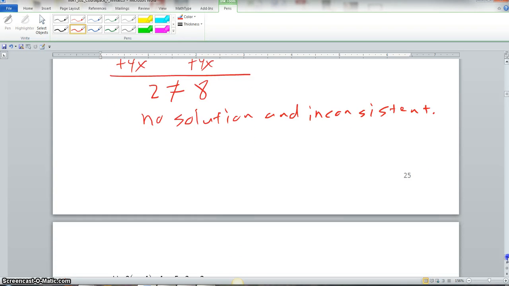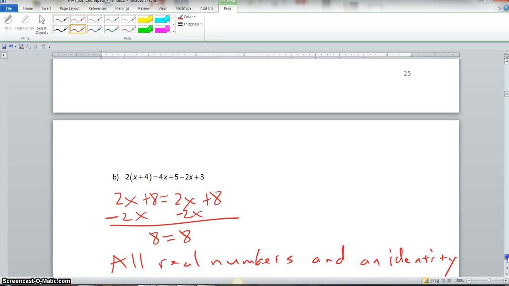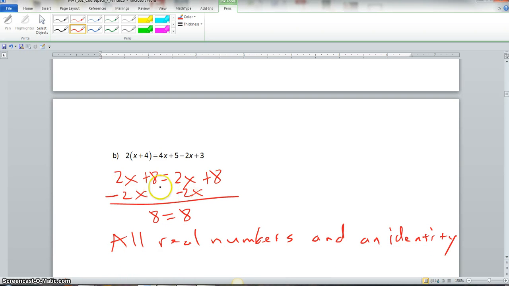Now, when we come down here to B, before we even subtracted 2x on both sides, on the left side, we had 2x plus 8. And on the right side, we had the exact same thing. When you have two sides of the equation equal to each other, that should tip you off that it's all real numbers and an identity.